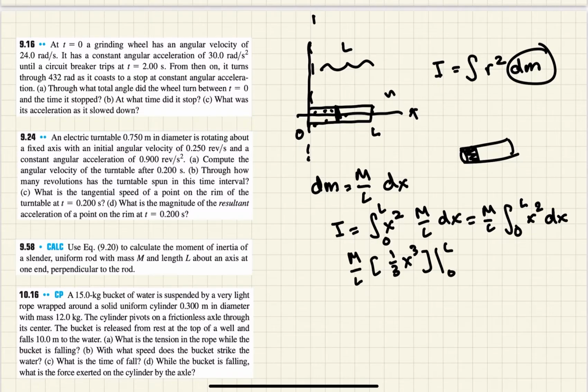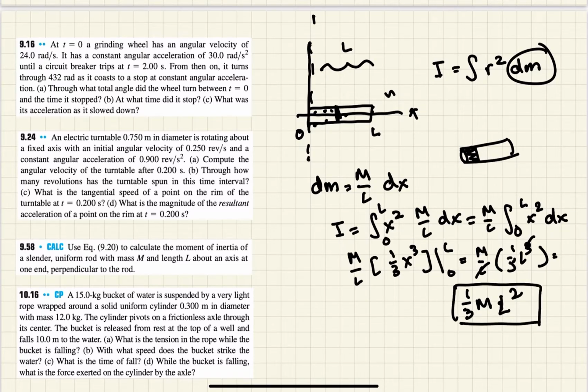And again, m over L. So it's m over L times 1/3 L cubed minus 0, which is just 1/3 L cubed. And so this becomes 1/3 m L squared, because the L cubed and the L cancel off, leaving L squared. And so your answer would be I is equal to 1/3 m L squared, which actually is the result. That is what you get if you search it up. And so this method actually works.